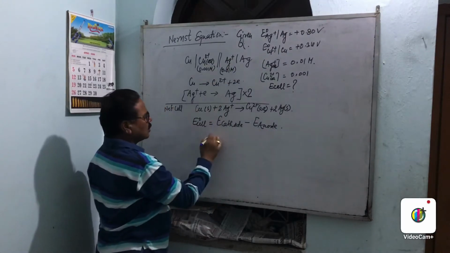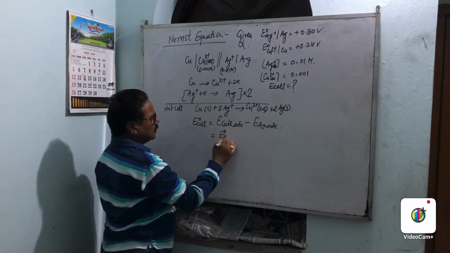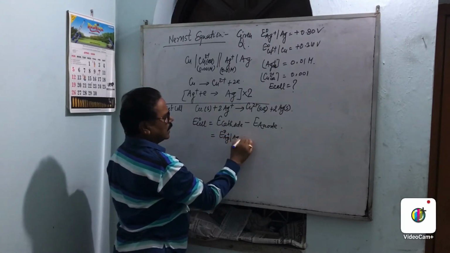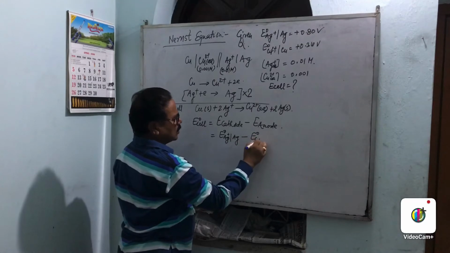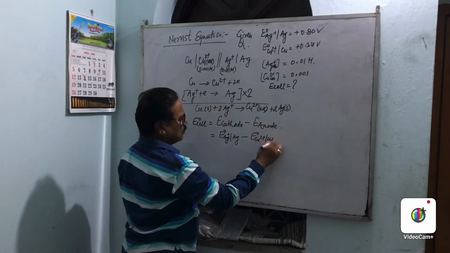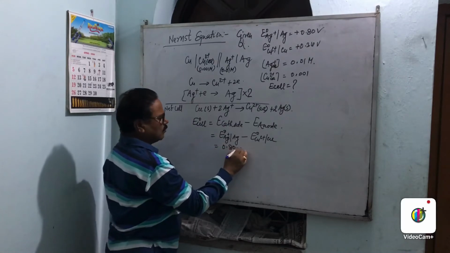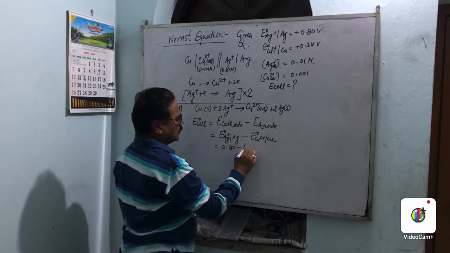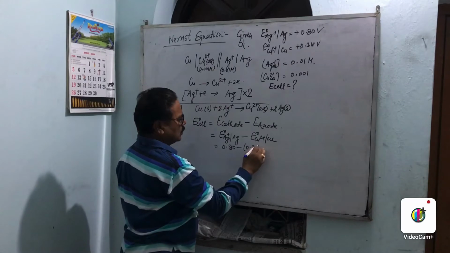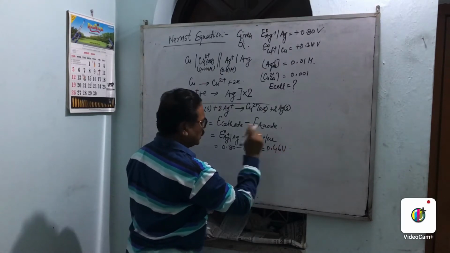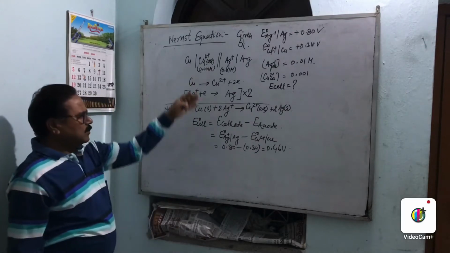What is on the cathode side? E0 of Ag plus, Ag, and on the anode side E0 of copper 2 plus, copper. So we put the value 0.80 volt minus, and this is plus 0.34 volt. We solve it, it comes to be 0.46 volt. So our one step is complete.